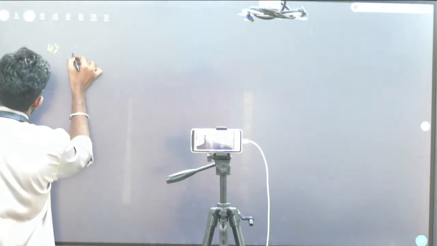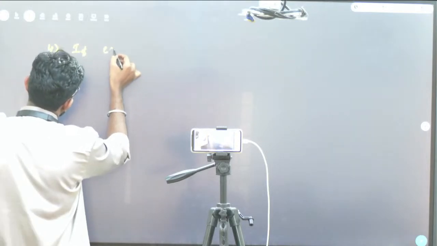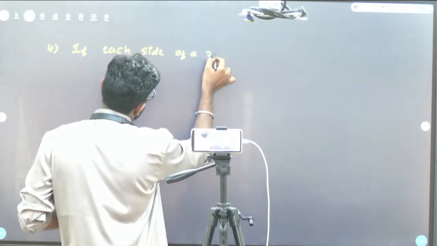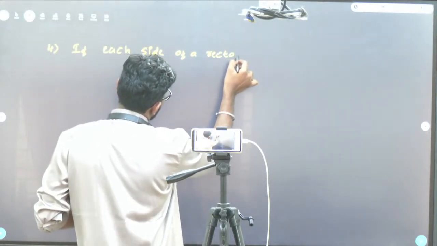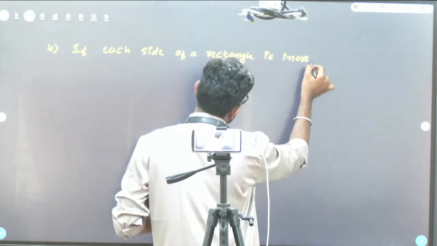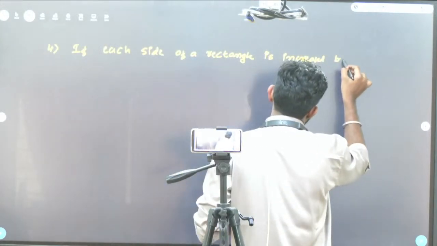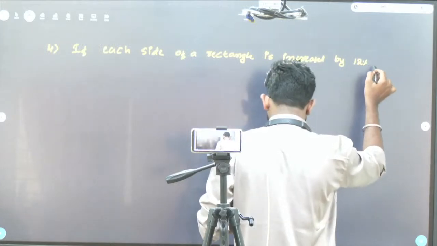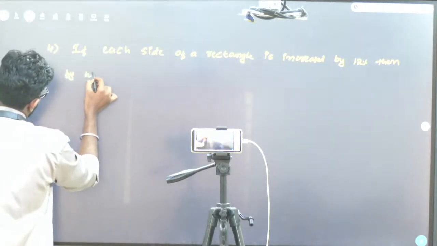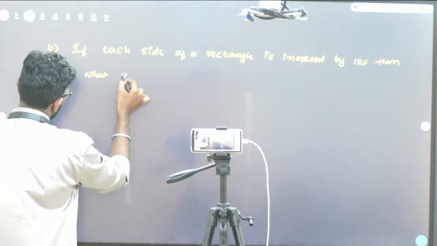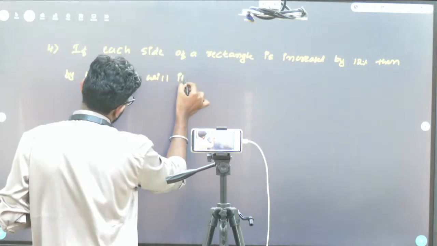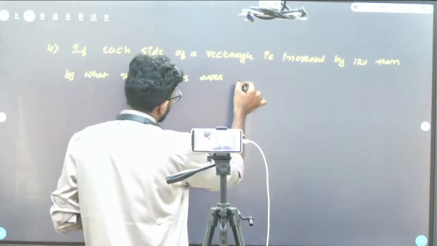Fourth question. If each side of a rectangle is increased by 12%, then by what percentage will its area increase?